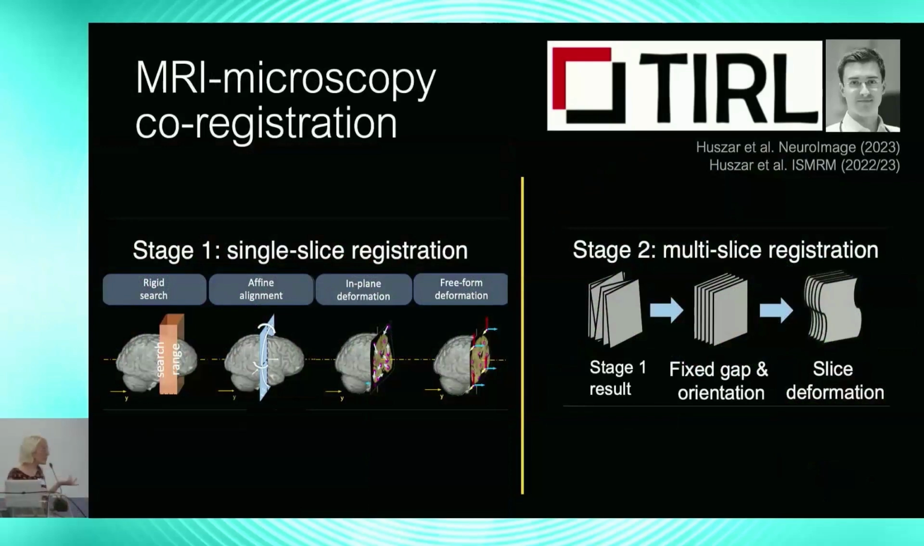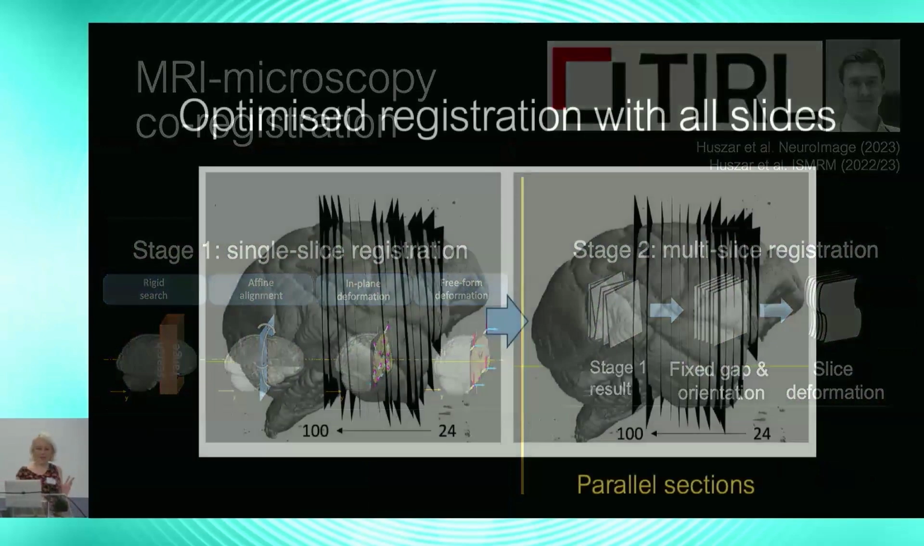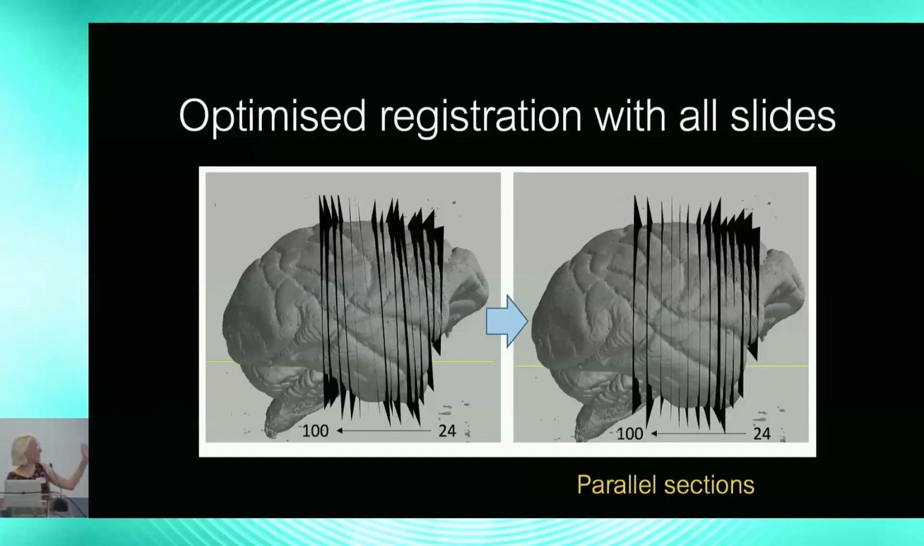In BigMac, we used a two-stage registration process. In stage one, we took each microscopy slide and separately registered them into the MRI volume. Then in stage two, we optimized over all slides simultaneously to ensure that our slides were parallel and a fixed distance apart. Here are some example outputs. On the left is after stage one, where you can see the slides are crisscrossing a bit, whereas on the right, you can see they're now parallel, which is as we would expect from how the brain was sectioned.